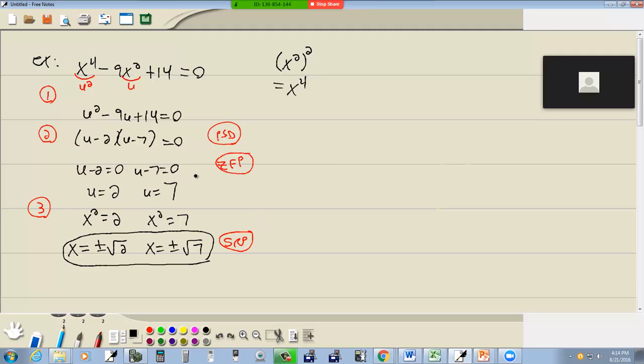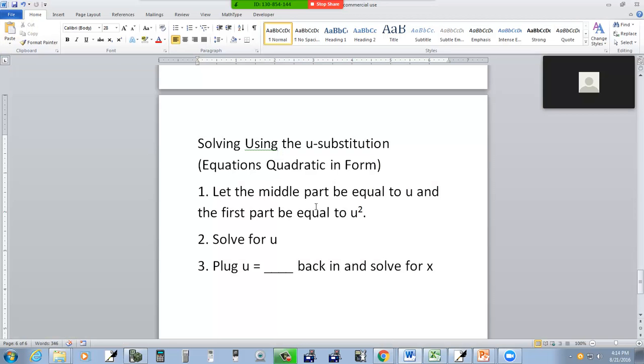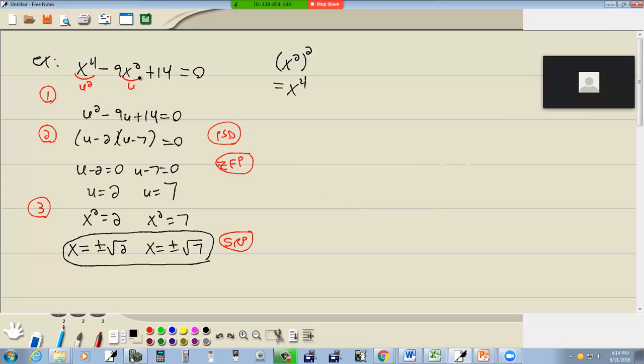Now, the reason why I'm so vague here, the middle part and the first part, is because they do not have to be terms. They can be anything. For example, I could have this. X minus 9 square root of x plus 14. Now you might think, well, it's got a radical equation, so I go through and solve it using the steps I looked at earlier in this session. But they wouldn't work. This is actually a u substitution.